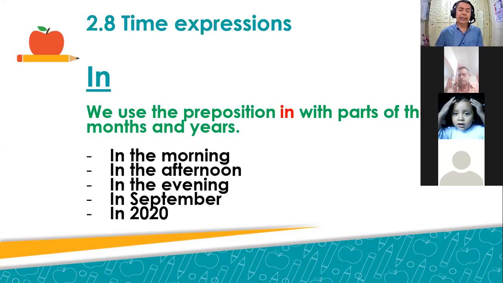Examples. Listen to the examples. In the morning, in the afternoon, in the evening, in September, in 2020. So parts of the day are morning, afternoon, evening, right? Months: in September, in December, in January, in February, etc. And in the years: in 1999, in 2003, in 2020, etc. Years. In.